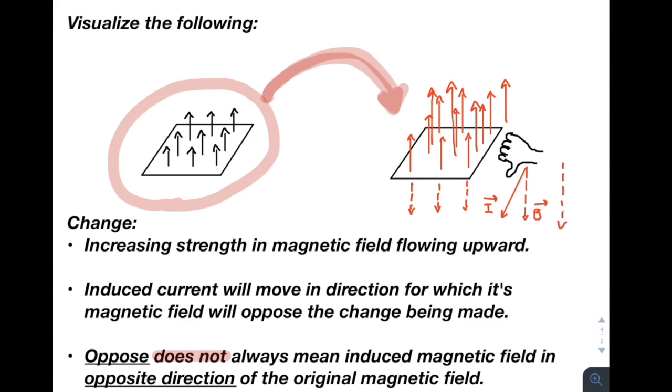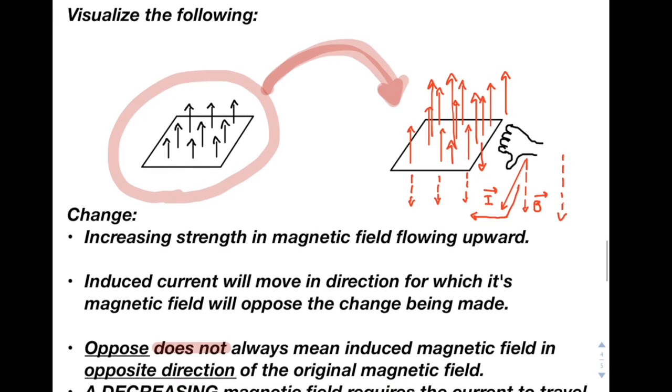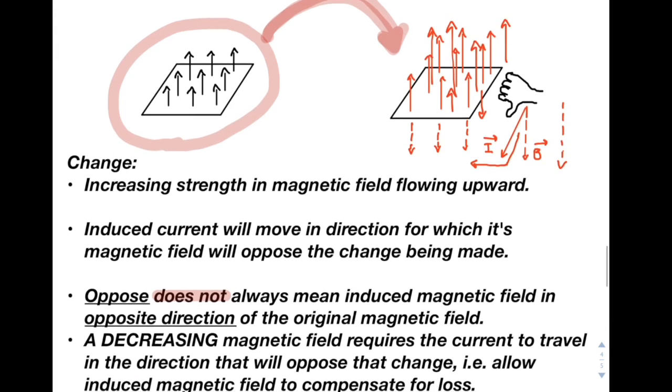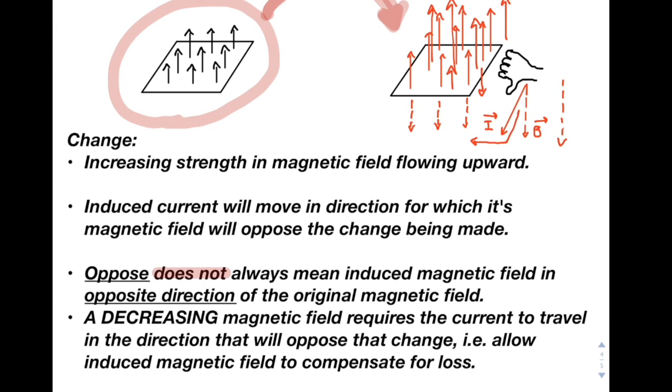So we know that if we need our magnetic field to travel downward, then we're going to have our current traveling clockwise. Because these magnetic field lines are traveling through the loop, we want the current to have a magnetic field that will oppose that, so it will travel opposite in the loop. So that's how we understand that the induced current will travel in a clockwise direction. Like I said, our change was an increasing strength in magnetic field flowing upward, and an induced current will move in the direction for which its magnetic field will oppose the change being made.